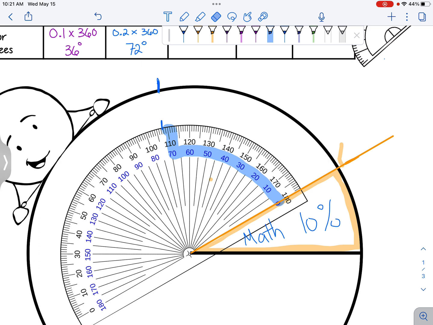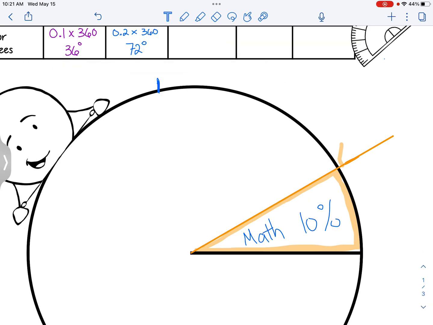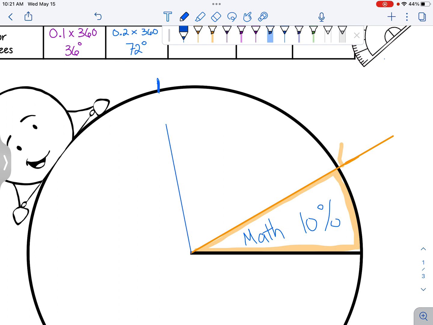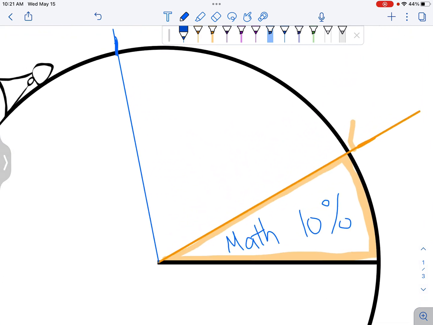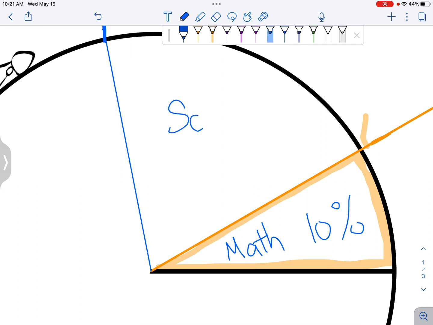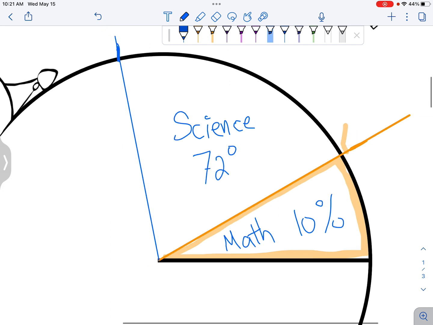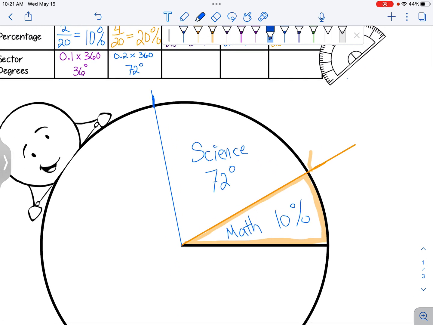Then I'm going to get rid of my protractor, delete, and go from the center of my circle, there we go, to the line I just made. So that was right about there. This was science, and it was 72 degrees. Science, 72 degrees.